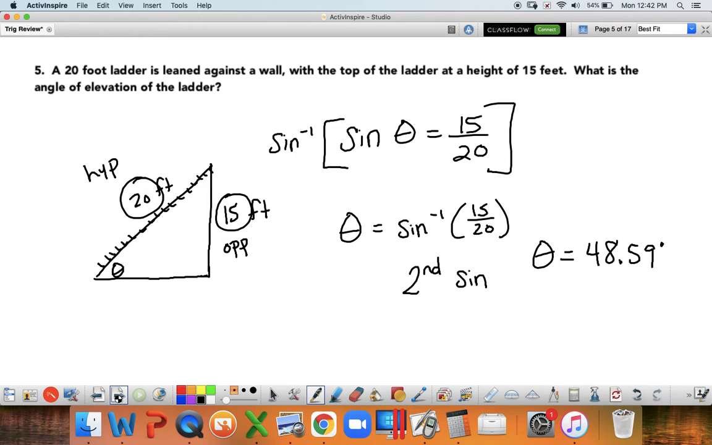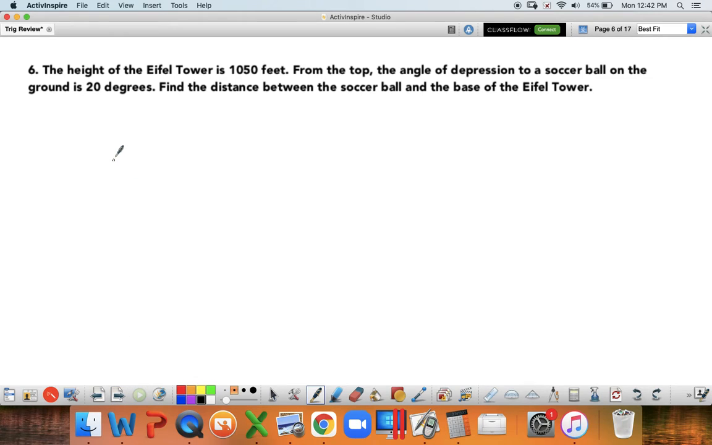All right, let's go ahead and move on to our next word problem. The height of the Eiffel Tower is 1,050 feet.